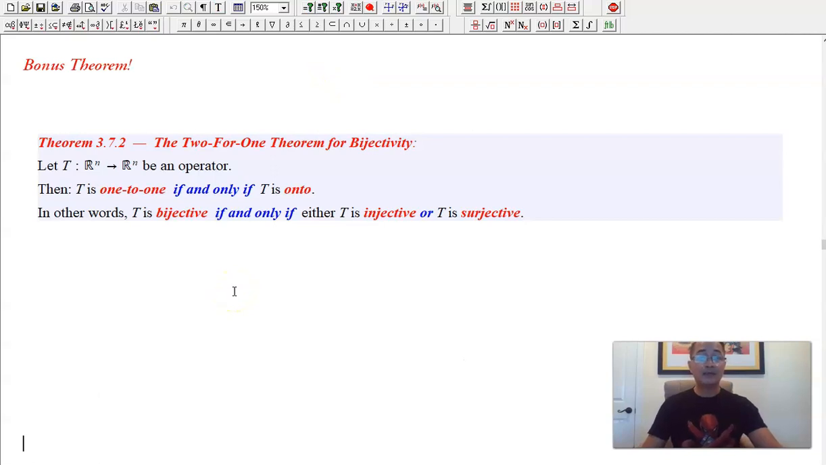So as a bonus, we get another theorem. You can never have too many theorems. Notice that we showed that if the nullity is 0, then the rank had to be n. And if the rank were n, then the nullity had to be 0 for a square matrix. So that shows that if T is an operator that goes from Rn to Rn, then T is one-to-one if and only if T is onto. So in other words, T is bijective if and only if either T is injective or T is surjective.